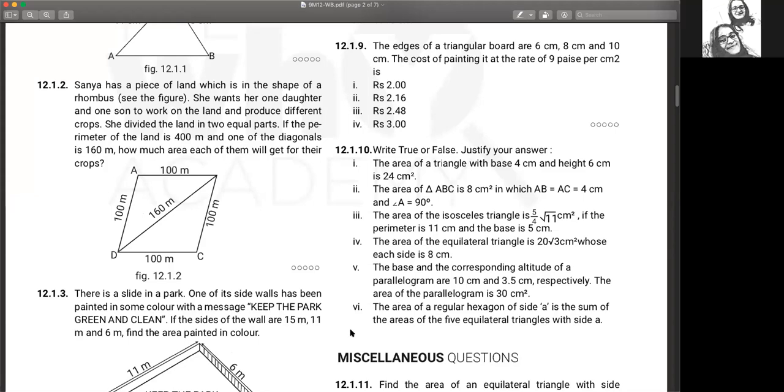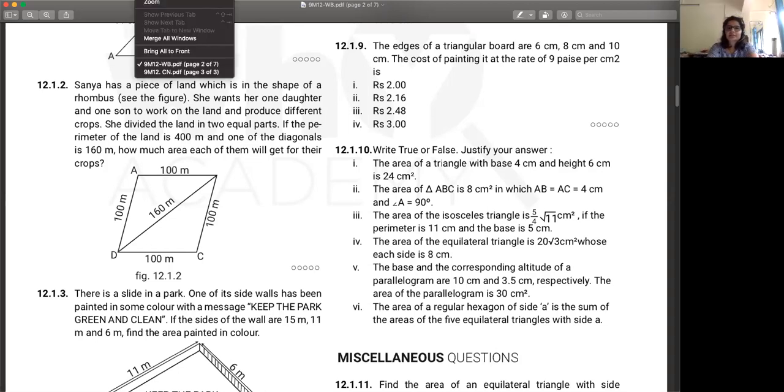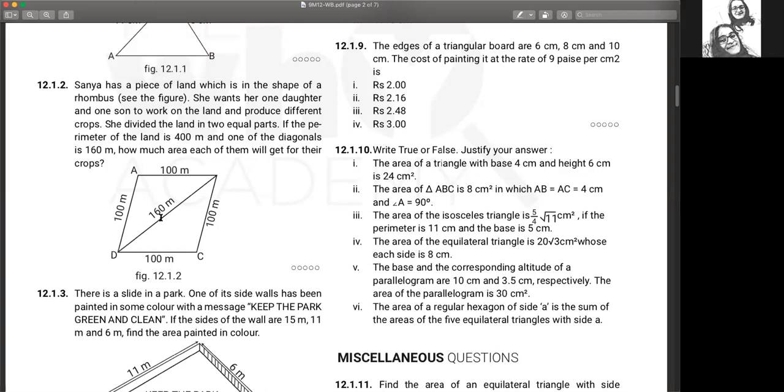Ma'am, the diagonals can be counted as a side. Can you repeat that? Sorry, your voice broke in between. Ma'am, the diagonal there, that's 160 meter, can we call it a side? Yeah, the diagonal of the rhombus, if you consider only the triangle, that basically forms the third side of the triangle, no?